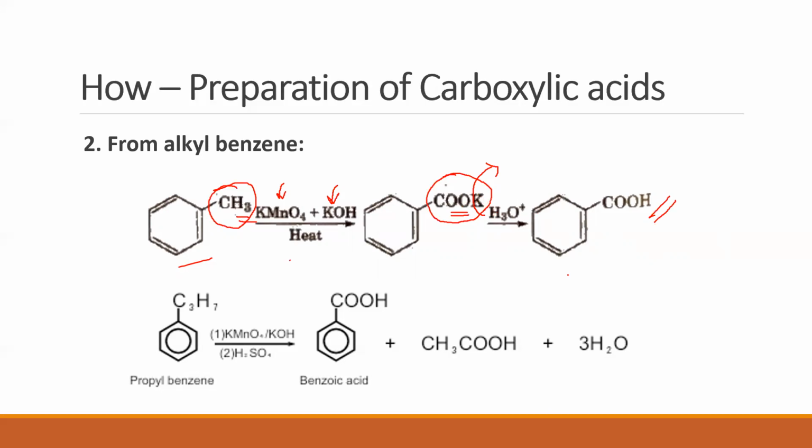This is nothing but benzoic acid. What is the name of this acid? Benzoic acid. So how do we prepare a carboxylic acid starting from alkyl benzene? All you need to do is start with the alkyl benzene, make it react with KMnO4, which is a strong oxidizing agent, and KOH, which is a base.